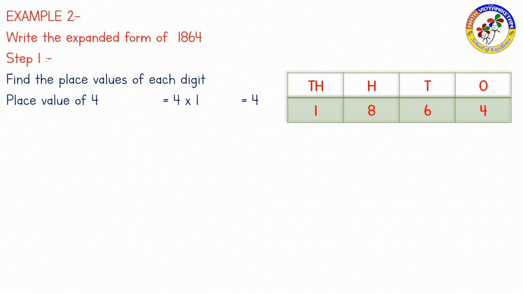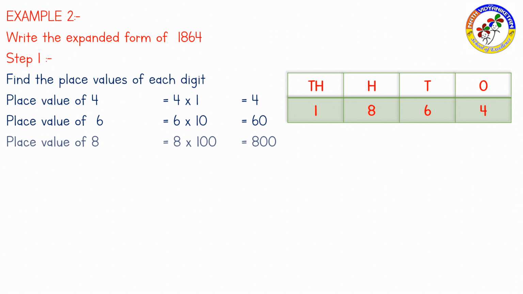Place value of 4. 4 is in ones place kada, 4 into 1 is 4. Place value of 6. 6 is in tens place kada, so 6 into 10 is 60. Place value of 8. 8 is in hundreds place kada, 8 into 100 is 800. Place value of 1. 1 is in thousands place, so 1 into 1000 is 1000.